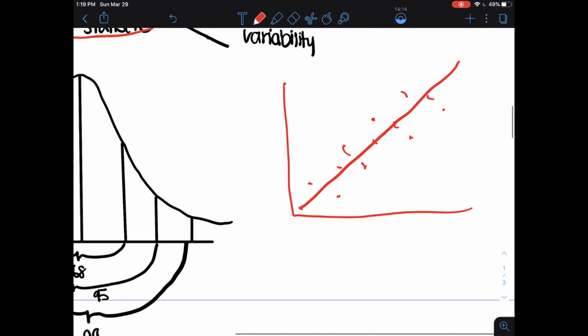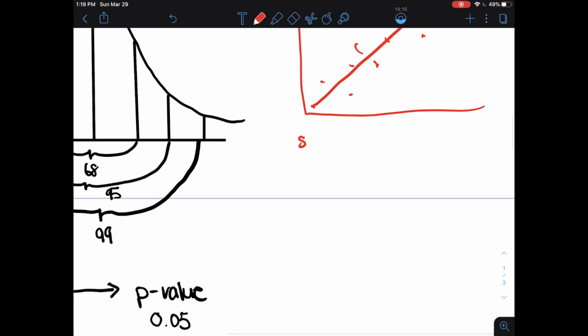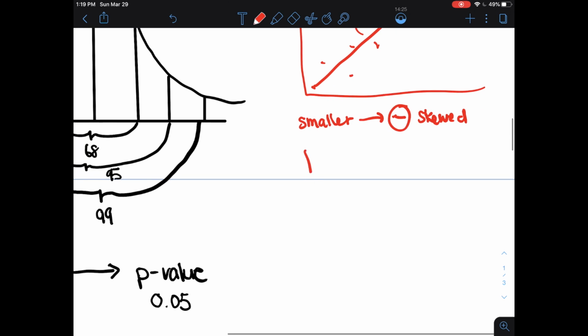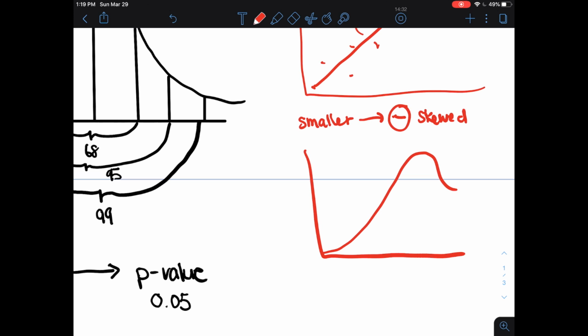And if the number is smaller than all the other ones, you have a set of statistics that is negatively skewed, and it's going to look something like this. If it's negatively skewed, your mean is less than your median. So your mean will be here, and your median will be here.